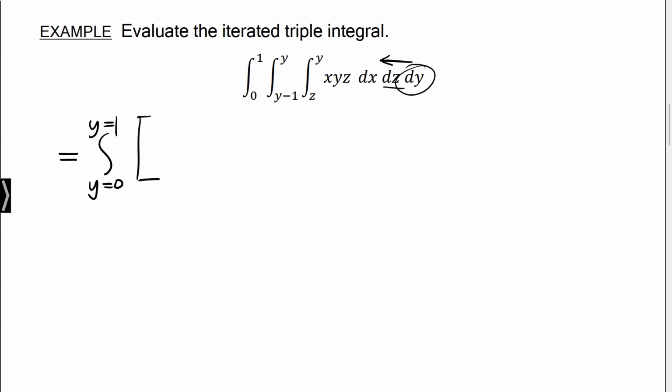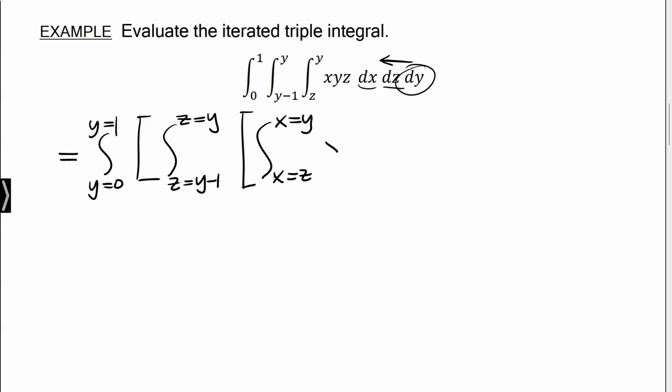So we have the integral from y equals 0 to y equals 1 of, now z is the next one going in. So we have the integral from z equals y minus 1 to z equals y of, and then finally x is the innermost, so the integral from x equals z to x equals y of xyz dx. The first bracket closes off the x integral, and then dz. The second bracket closes off the z integral, and then finally we have dy.